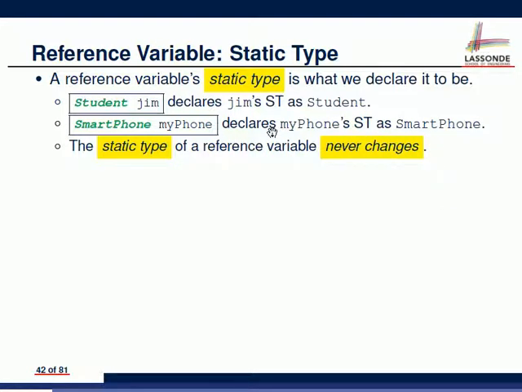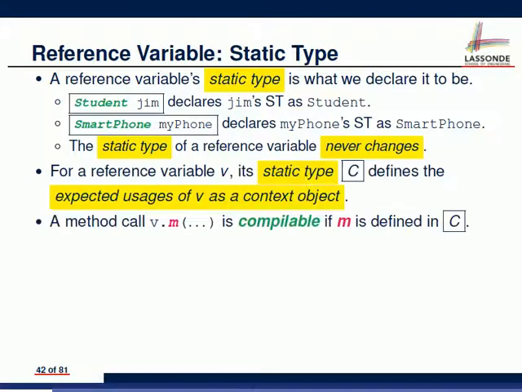What's really important about a static type is that it defines the expectation on the variable. If I define Jim to be a student, that means the only methods or attributes I can use on Jim will be name, courses, number of courses, register, or get tuition. I cannot say Jim.premiumRates, for example, because that's only specific to resident students. Similarly, I cannot say myPhone.3DTouch. I can only say myPhone.dial or myPhone.surfWeb. These are the only two things I can expect from a smartphone. So that's the expected usage.